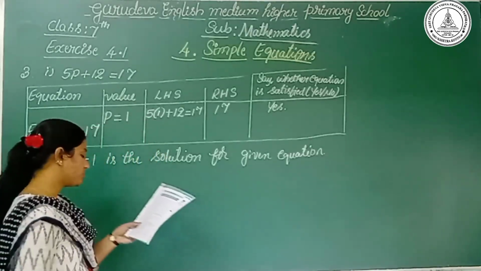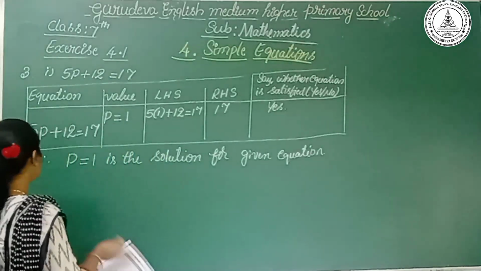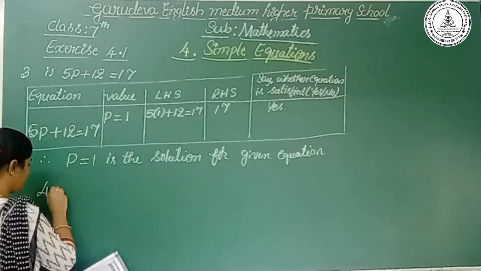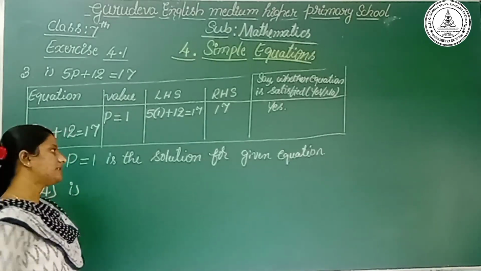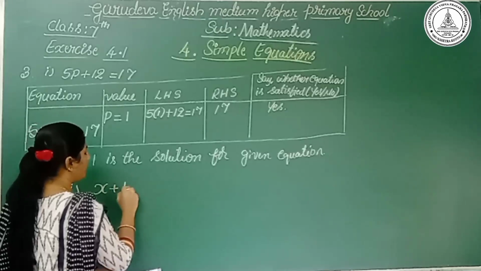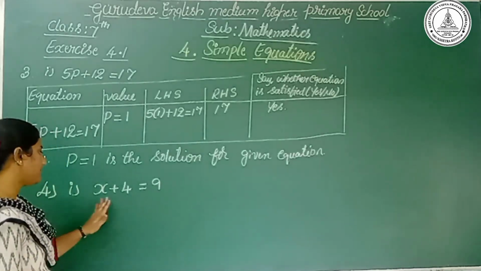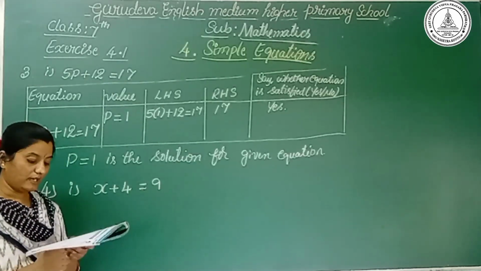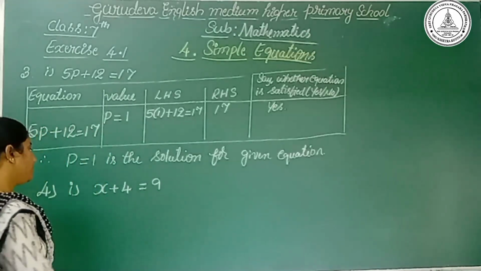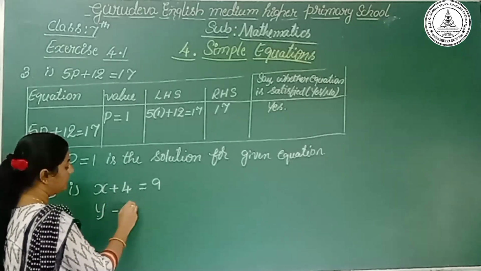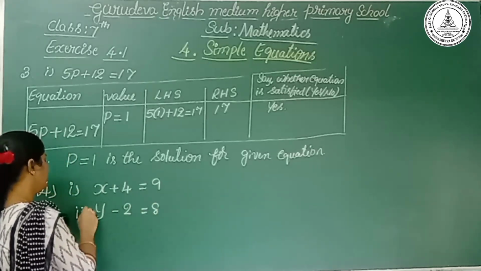In that, the first question is: the sum of numbers x and 4 is 9. The sum, they said, we have to add x and 4 is equal to 9. The sum of x and 4 is 9 means x plus 4 is equal to 9. Then the second one is 2 subtracted from y is 8. 2 subtracted from y is equal to 8. That is the second equation.